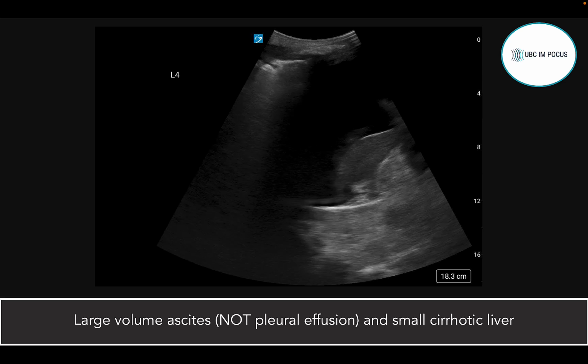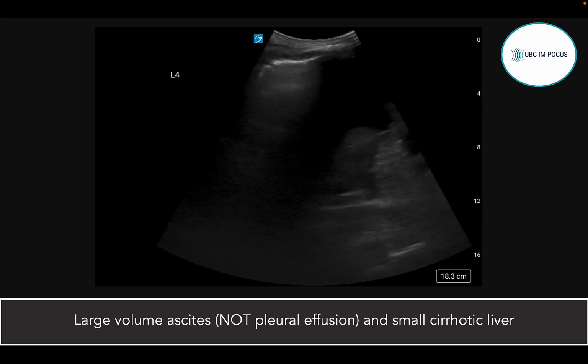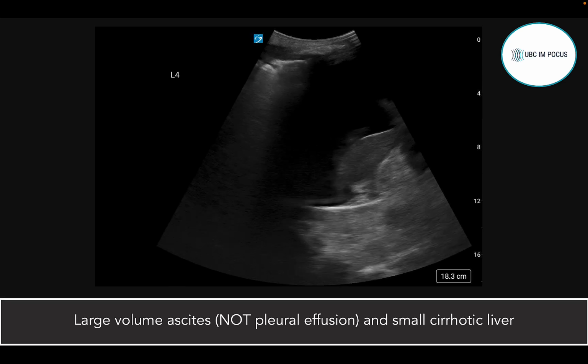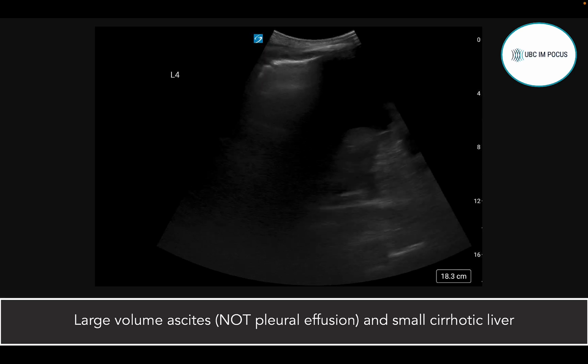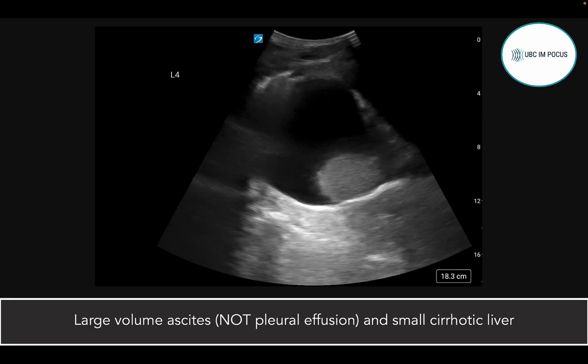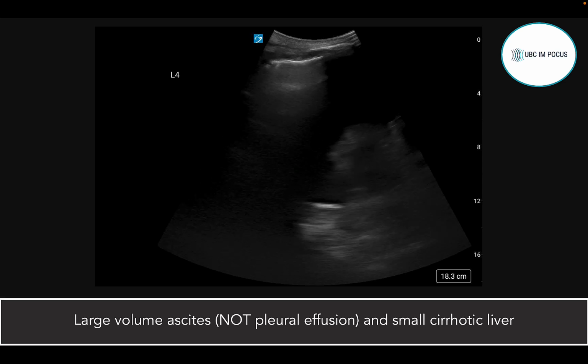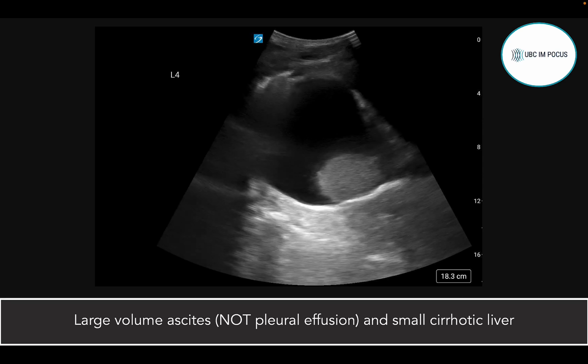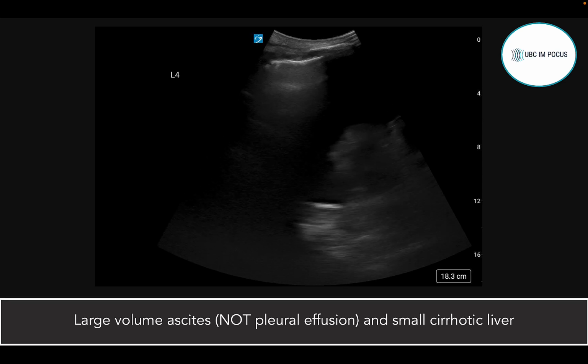This again is a nice example of intra-abdominal fluid rather than pleural fluid. And it can sometimes be hard to make that distinction. The caption says that we're on the right and calls this liver, although I think we might actually be on the left because we're labeled as L4. Again, a reminder to label your clips.